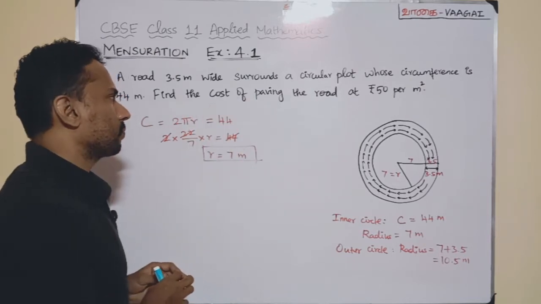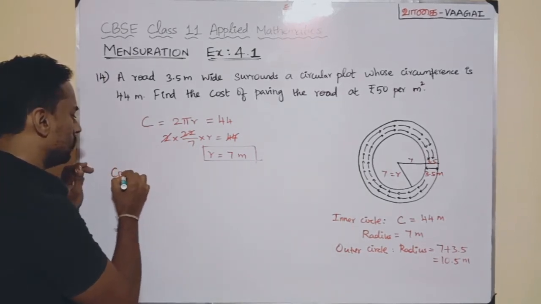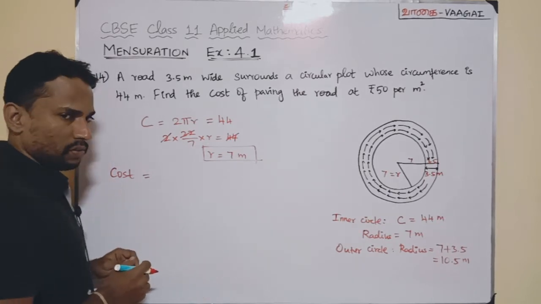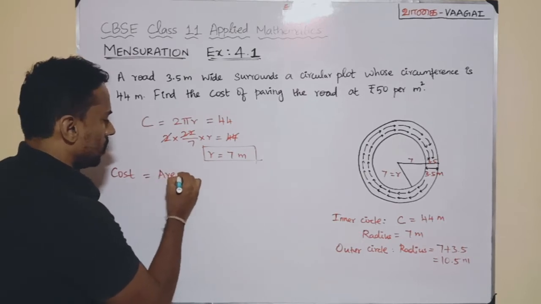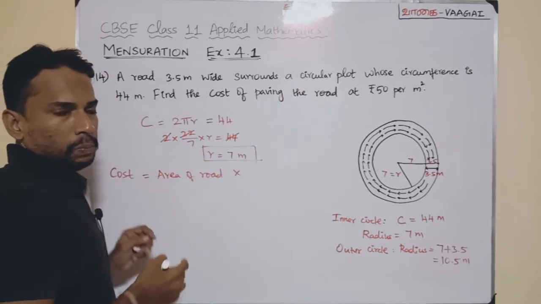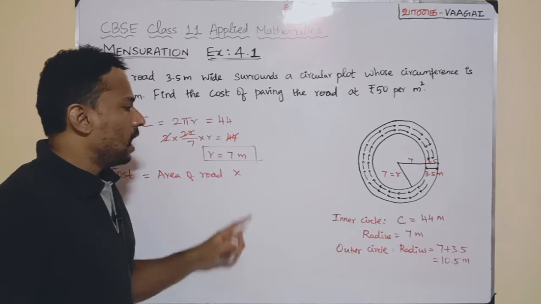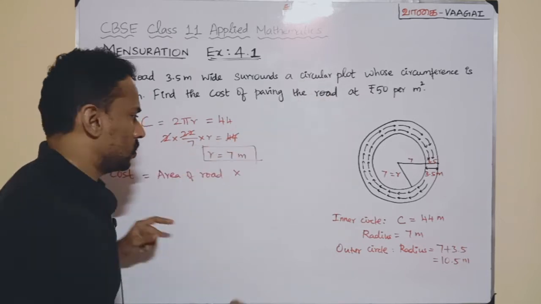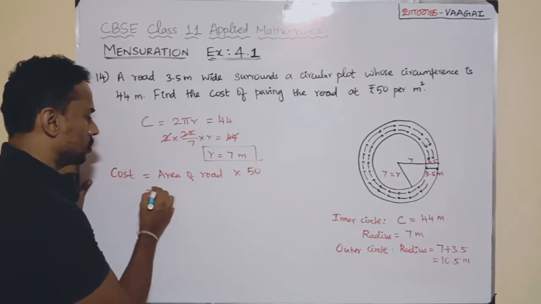Now the question is asking for what? Cost. So how can I get the cost? Cost will be equal to, first of all, area of the road multiplied by the cost per meter square. Because area of the road we will be getting in terms of meter square only, and that should be multiplied with, for each meter square the cost is going to be 50 rupees. So multiplied by 50. Once we do this calculation, we will get the final answer.